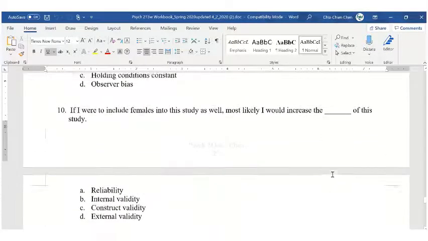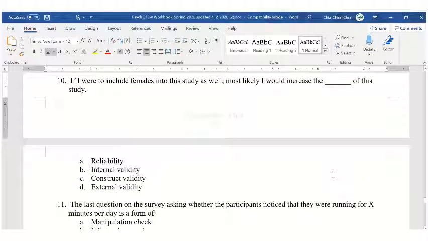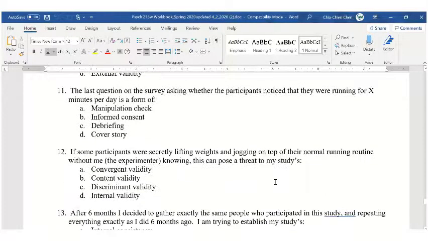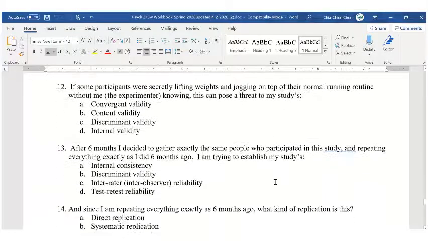Number 10, if I were to include females in this study as well, most likely I would increase the blank of this study. You would increase the external validity of this study. So D. Number 11, the last question on the survey asking whether the participants noticed that they were running for X minutes per day is a form of manipulation check. So the answer is A, manipulation check.